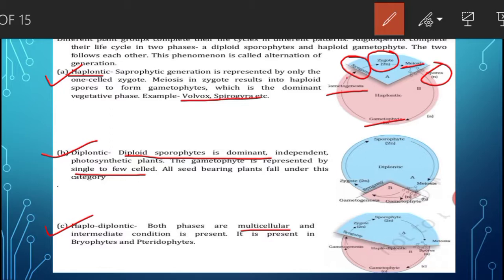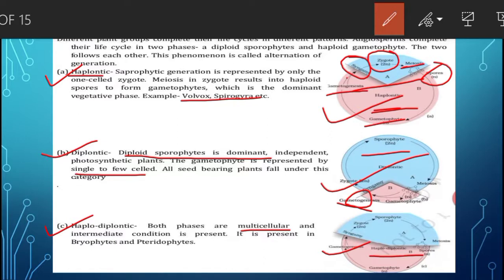So in this diagram you can easily see there is no free living sporophyte. Here the spores will directly produce the gametophyte and the gametes will be produced, right? So you can see the sporophyte stage is dominant here. Here the gametophyte stage is dominant, okay, whereas here both are equally dominant, right? So this is the haplontic life cycle, this is the diplontic life cycle, and the last one is the haplodiplontic life cycle.